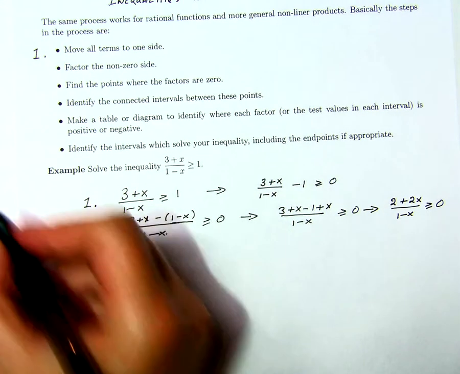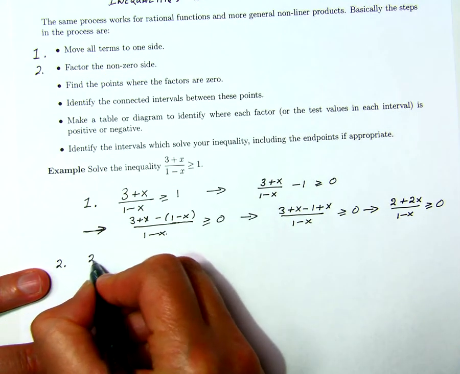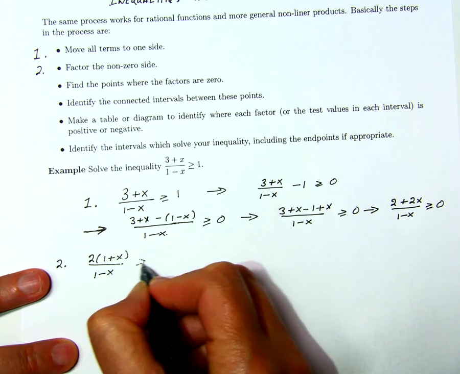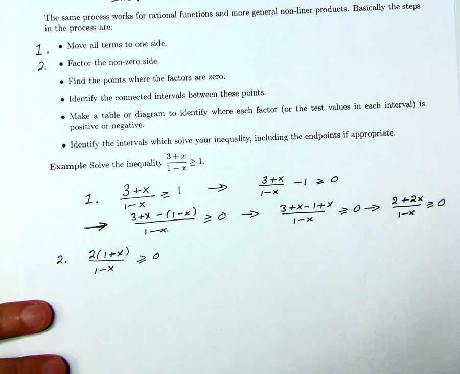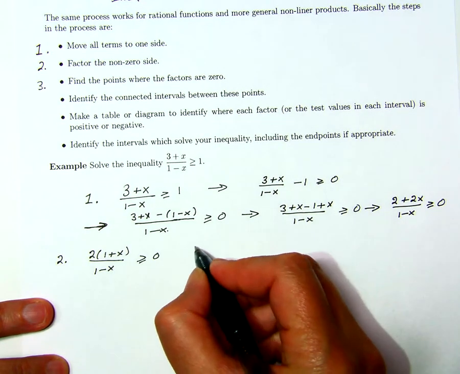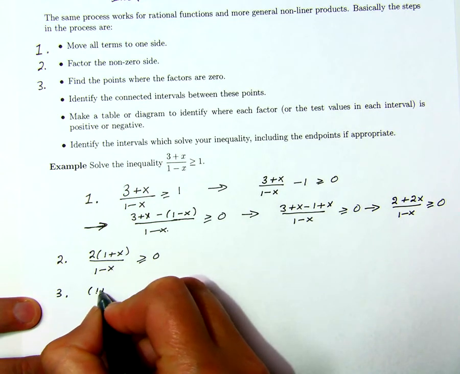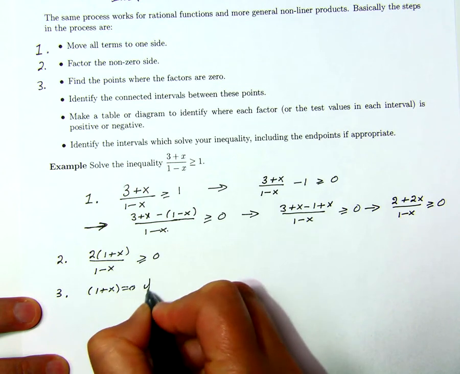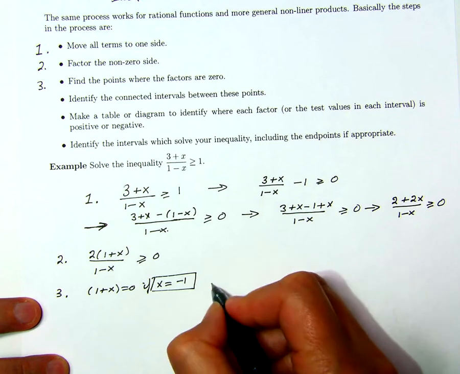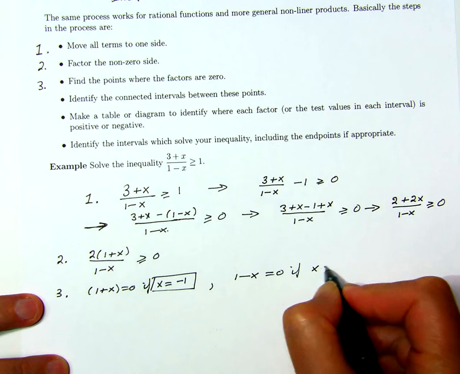And now I can factor the left-hand side, and all I need to do is just pull out a 2 there. 2 times 1 plus x over 1 minus x greater than or equal to 0. Now I need to find the points where the factors are 0. So 1 plus x equals 0 if x equals minus 1. 2 is never equal to 0. And 1 minus x equals 0 if x equals 1.